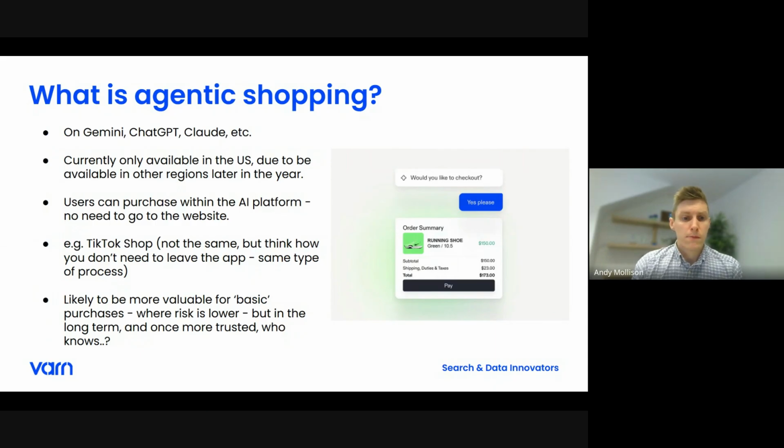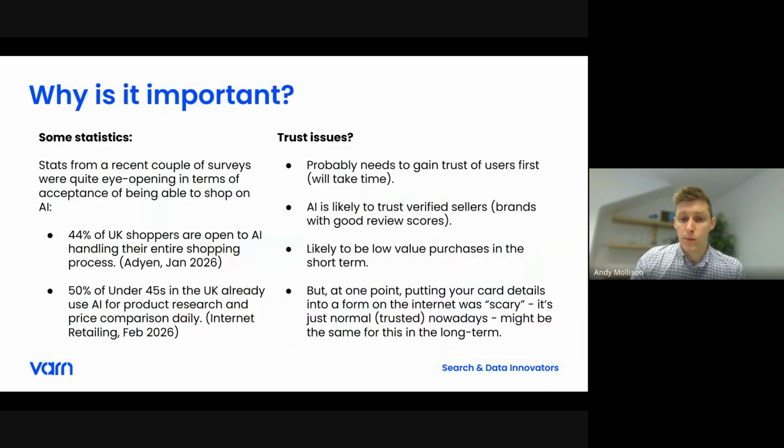I think in the short term, it'll likely be more valuable for more basic purchases. Maybe your loo roll, your kitchen roll. It's very straightforward. "Yeah, I can get it for you and be with you tomorrow." Great, lovely. I mean, you'd probably just go on Amazon, but it's perfectly doable because the risk is lower. But in the long term, once it gets more trusted, it could be something that's much more widely adopted, really. And we've seen that in terms of some statistics.